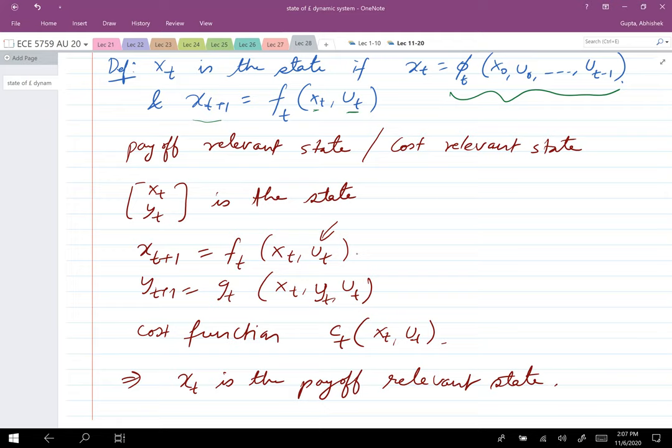Okay, so no examples. Any questions so far on the state or payoff relevant state?